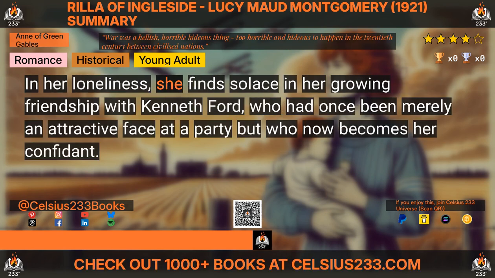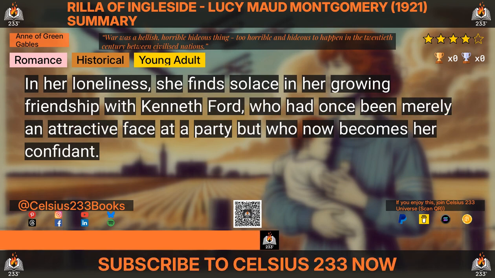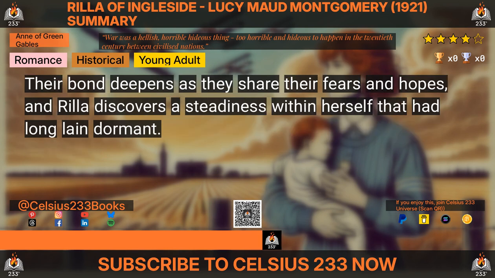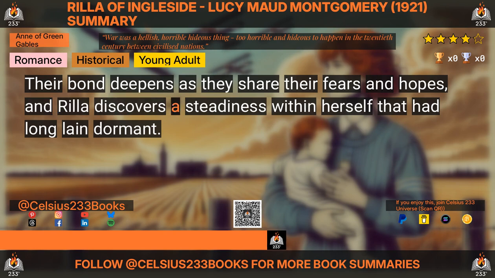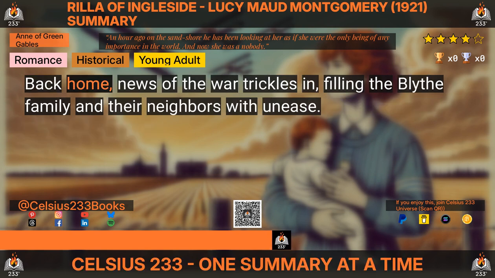In her loneliness, she finds solace in her growing friendship with Kenneth Ford, who had once been merely an attractive face at a party, but who now becomes her confidant. Their bond deepens as they share their fears and hopes, and Rilla discovers a steadiness within herself that had long lain dormant. Back home, news of the war trickles in, filling the Blythe family and their neighbors with unease.